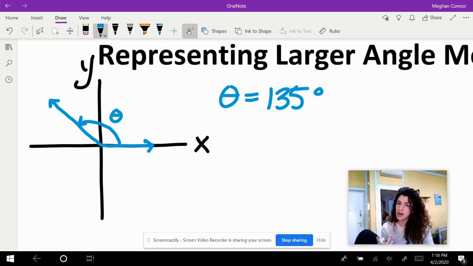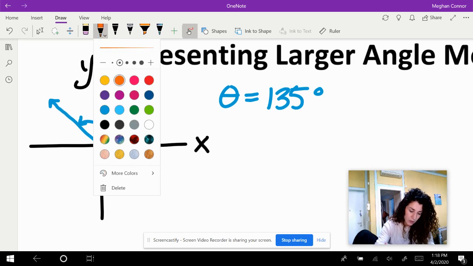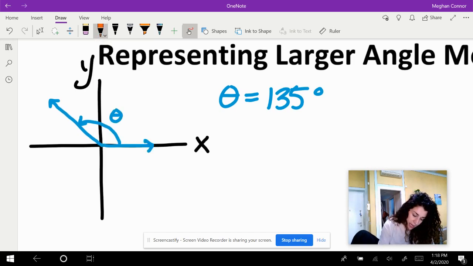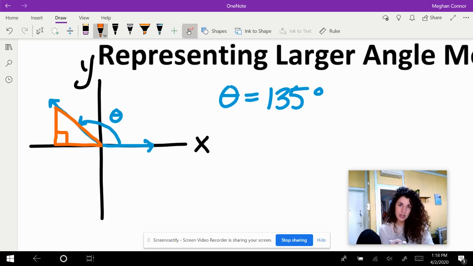How we build a right triangle from this is that we cannot build a right triangle that includes 135 degrees. So instead, what we do is we build a triangle that involves the 135 degrees. So that is the right triangle that we draw when we're talking about that.